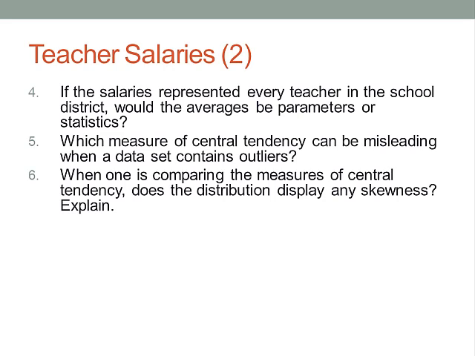And then number 4, if the salaries represented every teacher in the school district, would averages be parameters or statistics? And we've talked about this in an earlier lesson on what parameters and statistics mean. And which measures of central tendency can be misleading when a data set contains outliers? We just talked about that. And when one is comparing measures of central tendency, does the distribution display any skewness? And explain. So pause the video here and really see if you can go through this one. This one's kind of pulling together a lot of the stuff that we've already talked about.